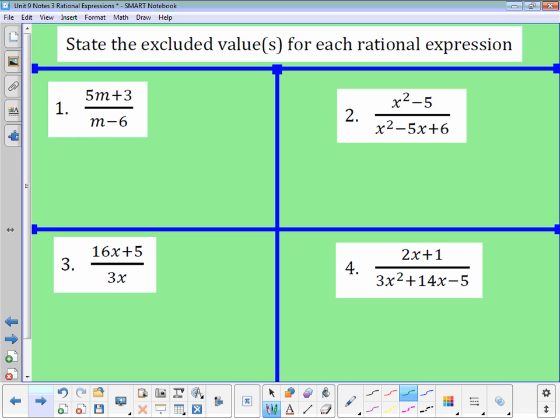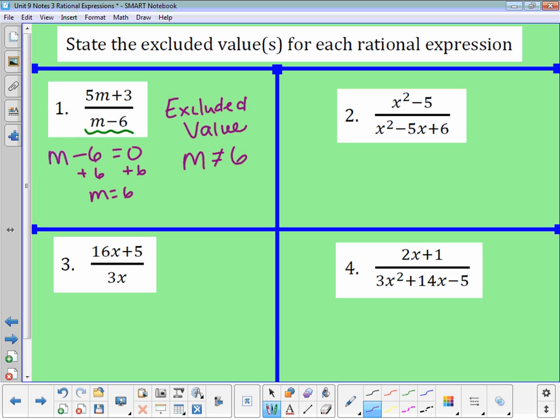I have a denominator of m minus 6, so to figure out what is excluded, I'm going to set it equal to 0, because that's what it can't be. It can't be something that's equal to 0. So I have m minus 6 is equal to 0, and we all know how to solve this. Add 6 to both sides, m equals 6. So the way I write this out is I'm going to say that the excluded value, that's how I'm going to label it, m cannot equal 6.